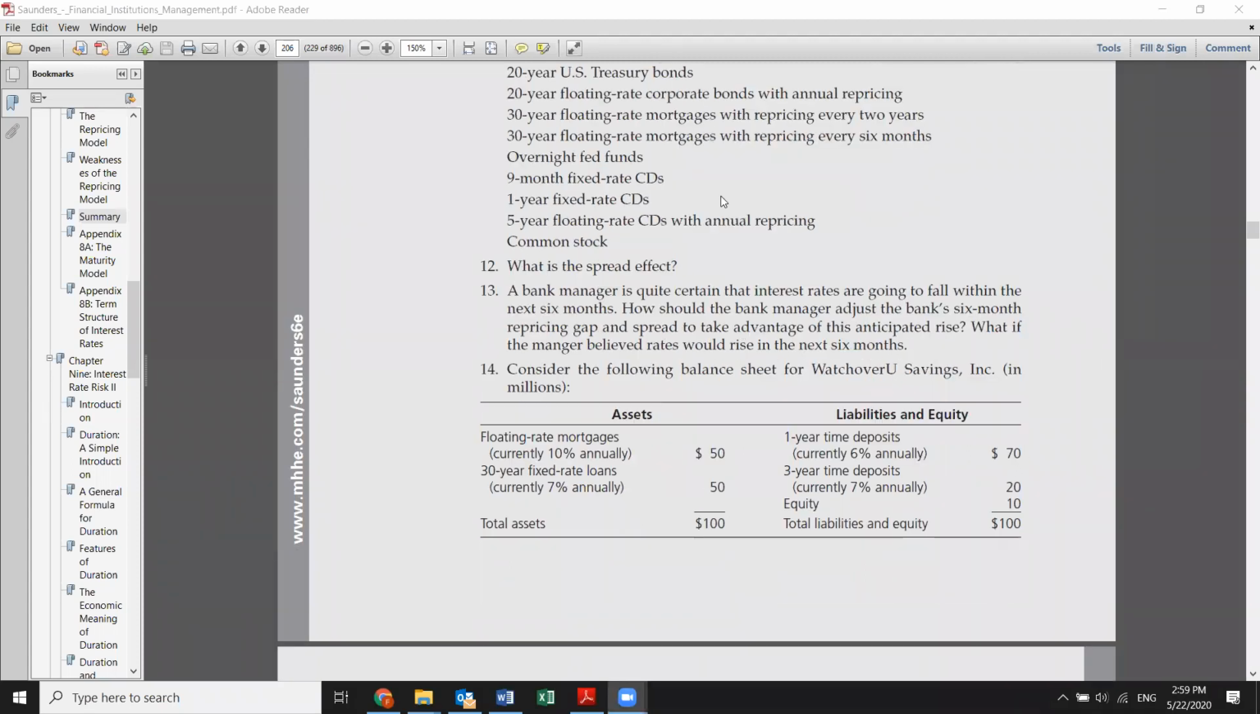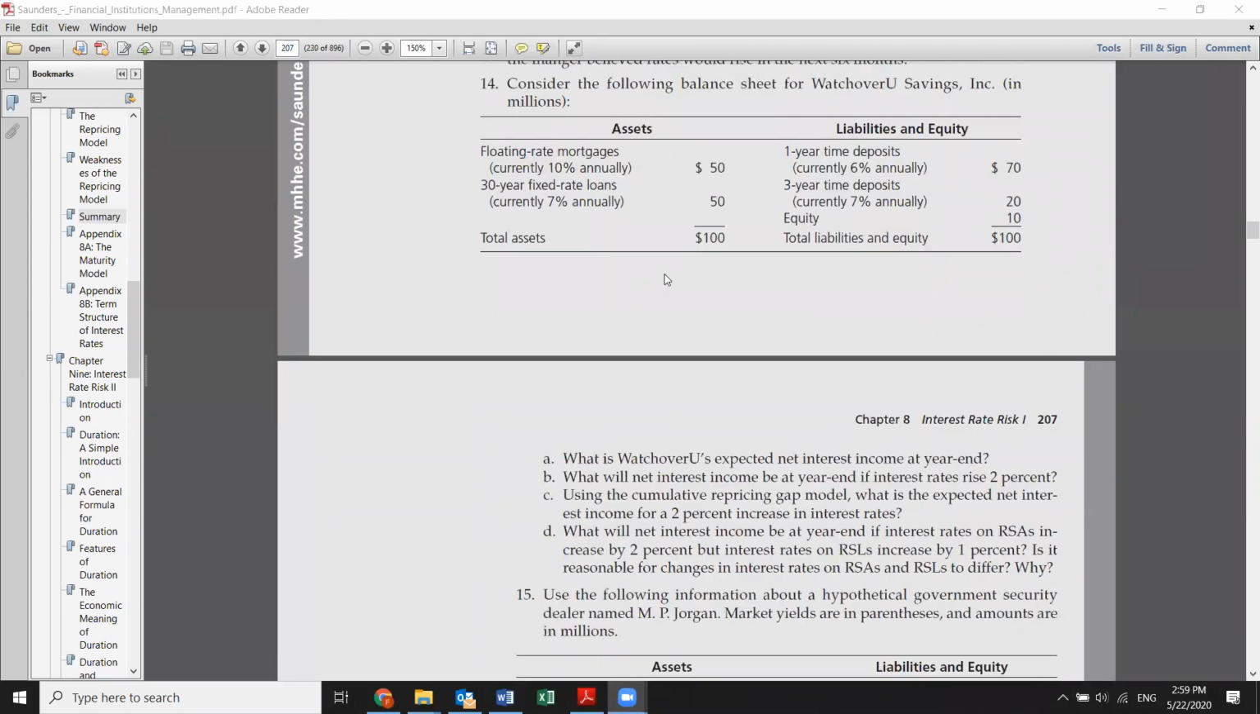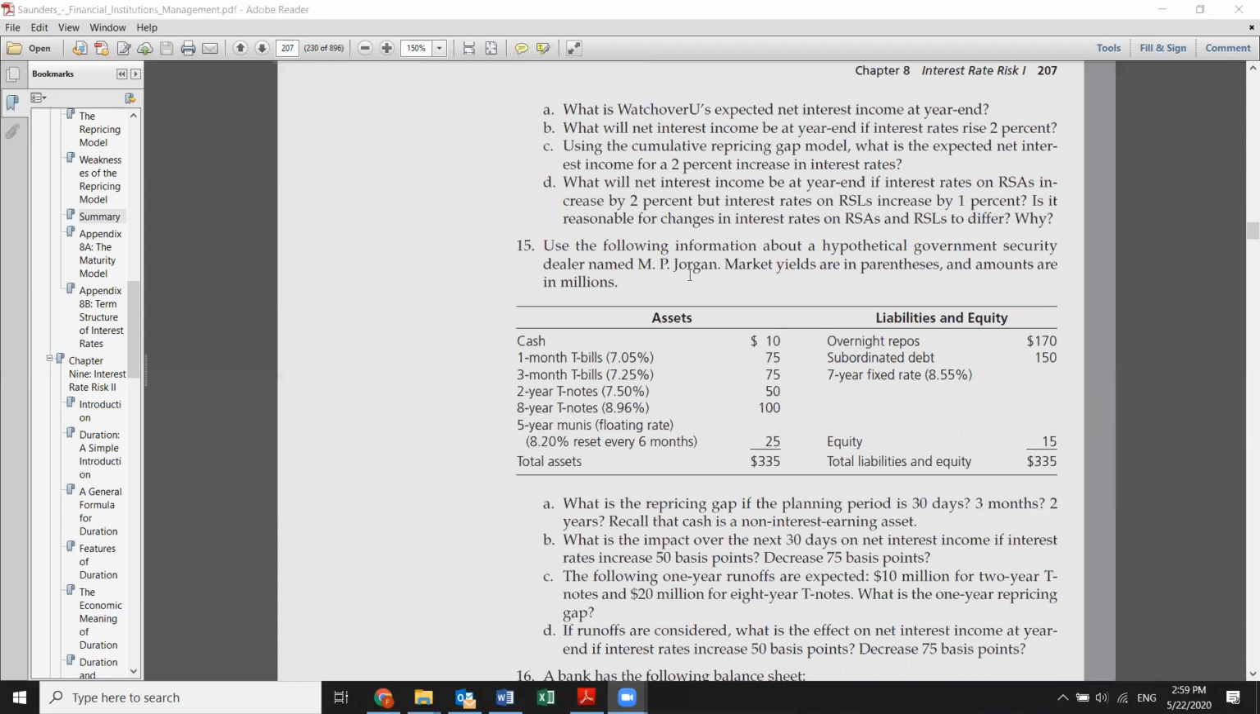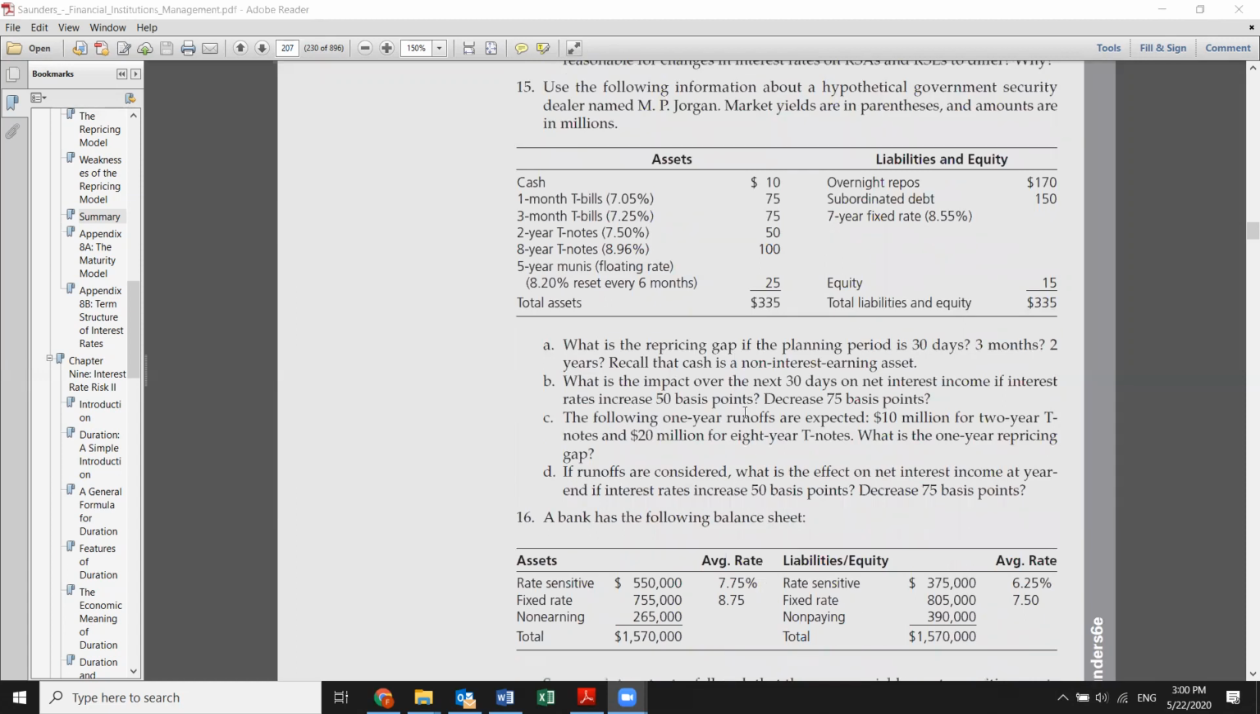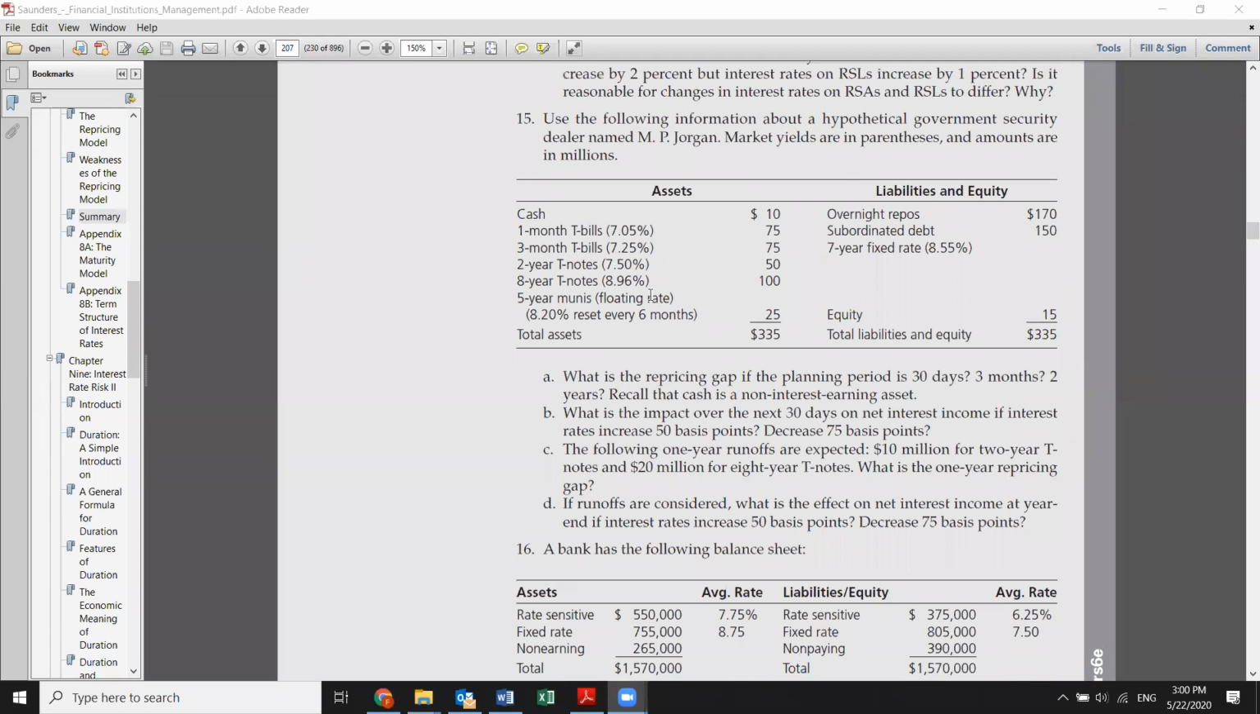Okay, let's proceed. This question, we did it. Okay, so in this question, did we do this question? No, we didn't. Okay. Now, question number 15.